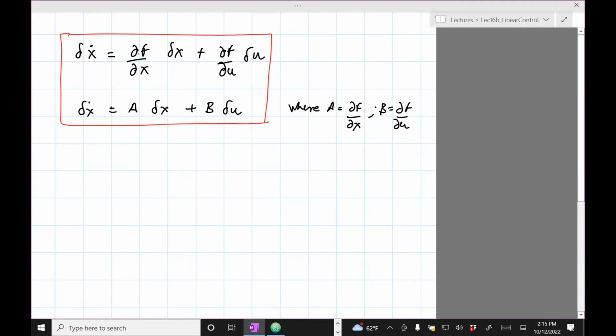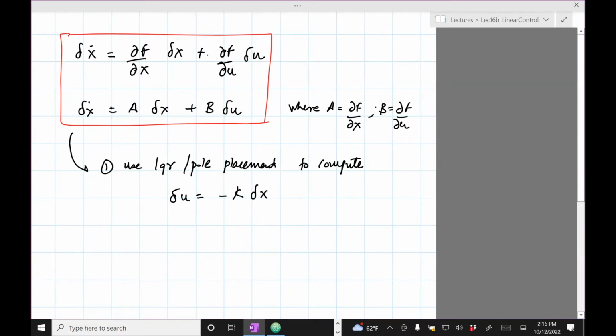So pretty much once you have the form for the differential equation, x dot equals f(x, u), you use this trick to linearize the system. And once you have the linear system, you'll develop a controller based on the linearized system. Now, one thing you want to remember, however, is that we'll take this and use LQR or pole placement to compute delta u, which will be a function of delta x, right?